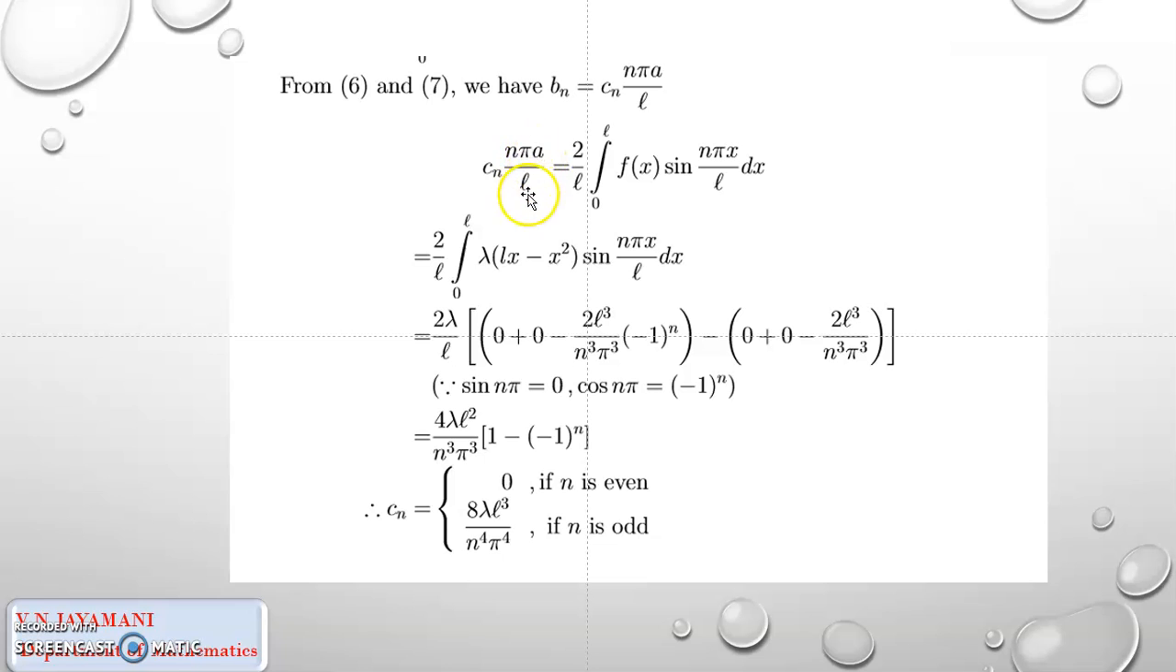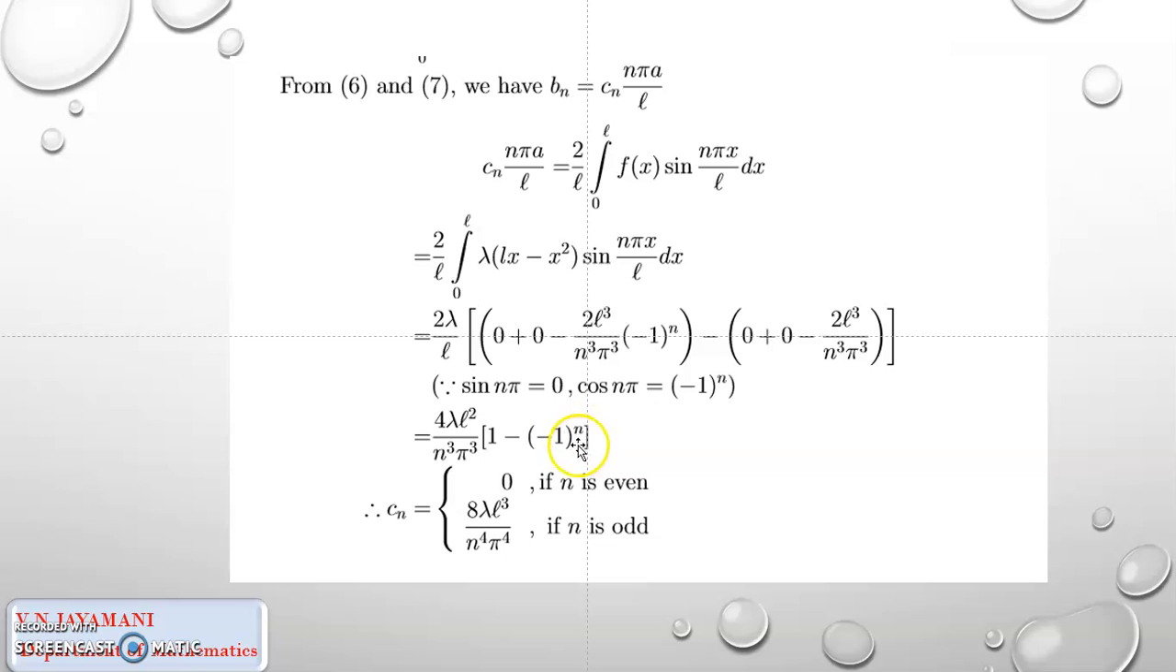After calculating the bn value, we cross multiply and we will get the Cn value. So Cn into n pi a by L is equal to 2 by L integral 0 to L f of x sin n pi x by L dx. We know what our f of x value is: lambda into Lx minus x square, into sin n pi x by L dx. Using the Bernoulli formula and applying the limits, we got the result like this: 4 lambda L square by n cube pi cube into 1 minus of minus 1 whole power n. If n is an even value, minus 1 to the even power gives plus 1, so 1 minus 1 is 0.